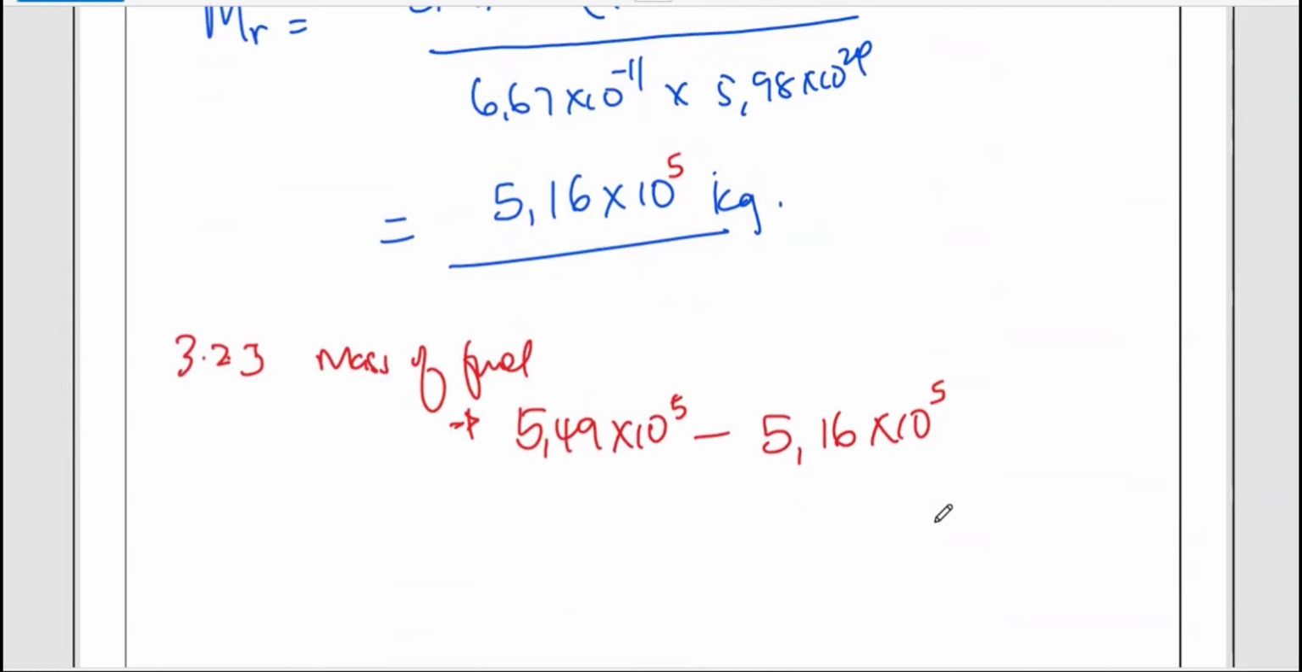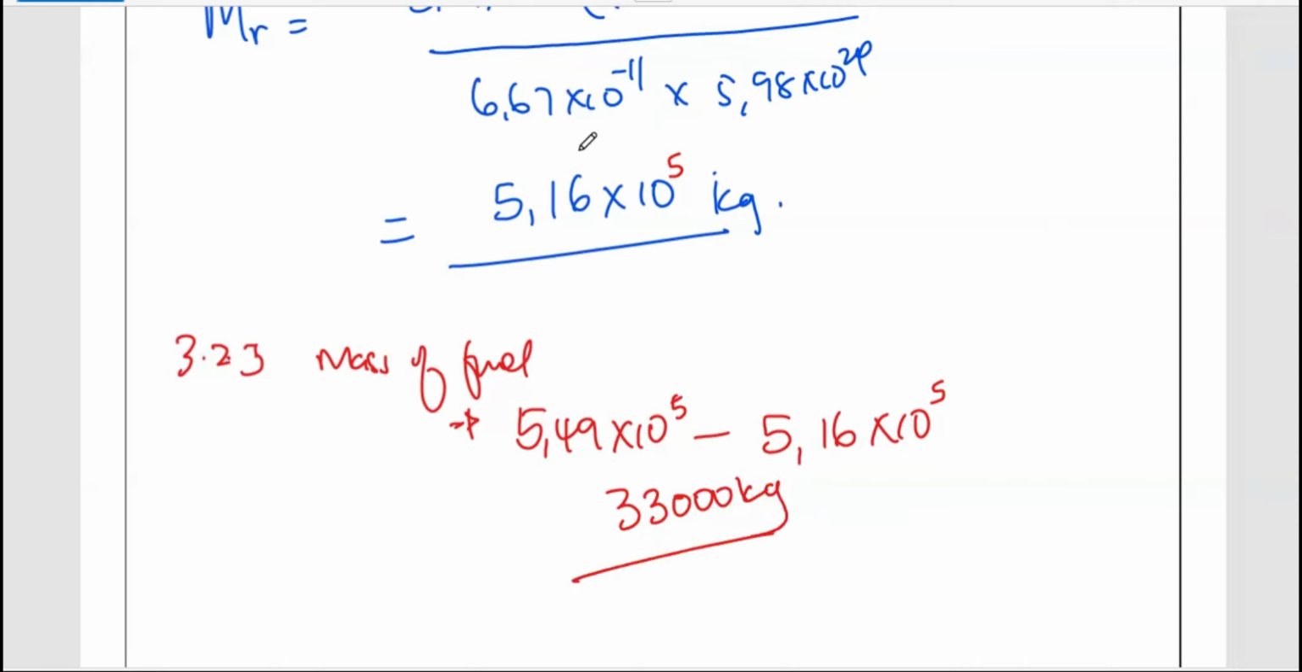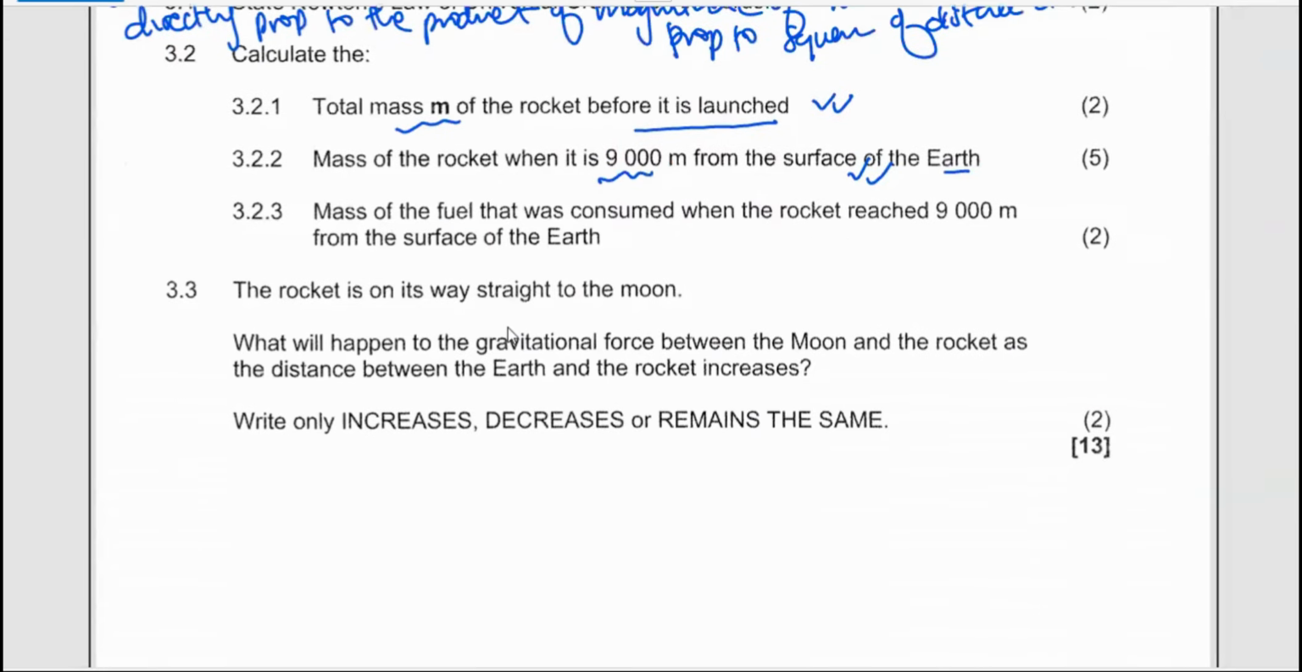So 5,49, we are subtracting 5,16, meaning that we have 0,33. And then when we multiply it by 10 to the 5, we're getting 33 000 kg of fuel, or 3,3 times 10 to the 4. So that is how I would have approached that question for 2 marks.